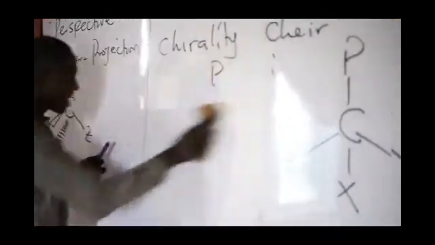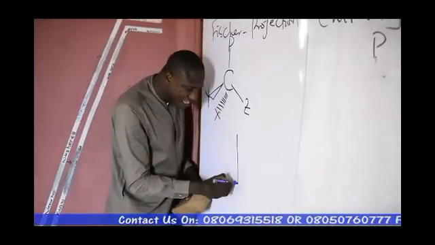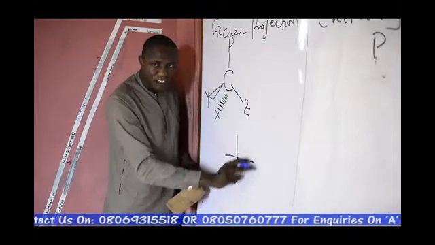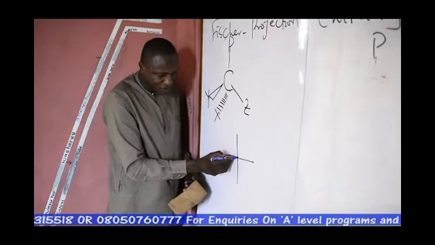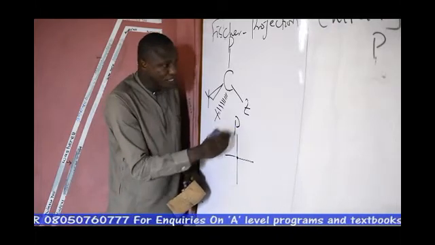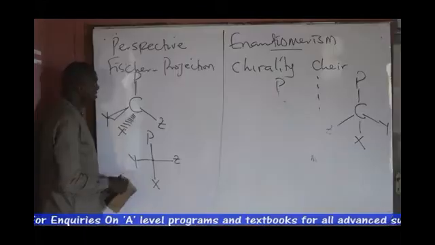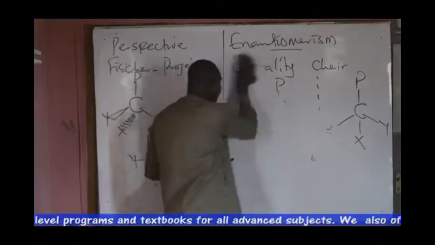The other formula is what we refer to as the Fischer projection formula. The chiral center is indicated as where all the substituents join the particular carbon here. So this is the chiral center. You have the P, you have the Z, you have the Y, then you have the X. This is the Fischer projection formula, while this is a perspective formula.